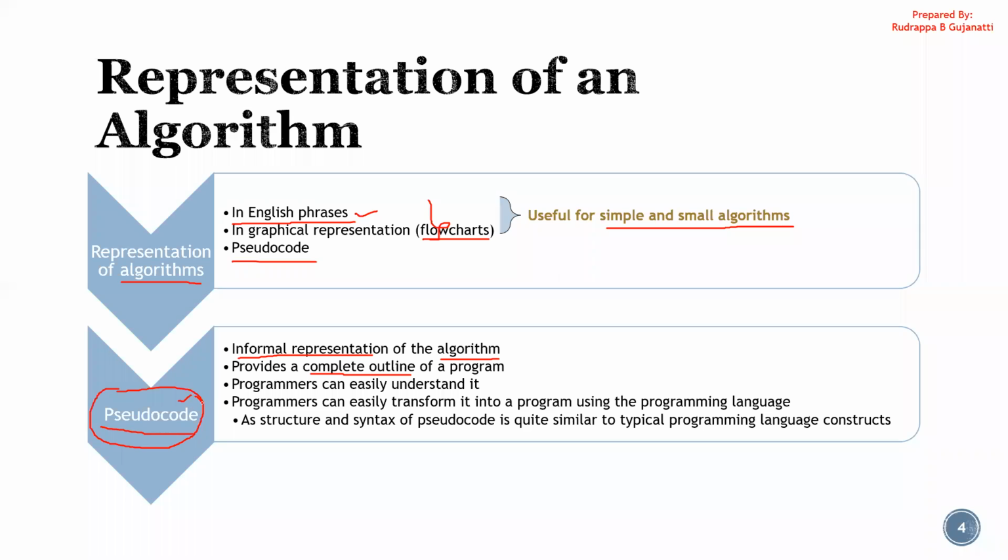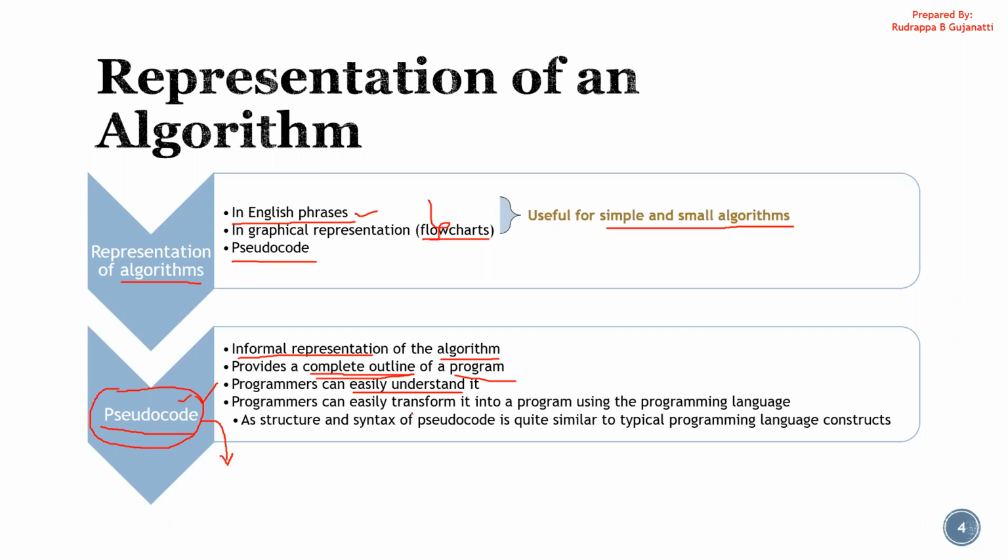Because of the pseudocode, you can use this pseudocode and directly convert it into the programming language specifications. You can provide the statements and other aspects. So it becomes easy when you're using the pseudocode. It gives you the complete outline of a program. Because it gives you the complete outline regarding the program, it can be easily understood by the programmers. That is what pseudocode helps us with.